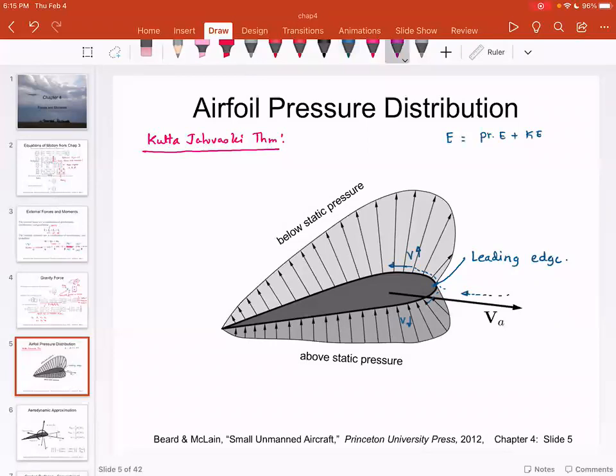So loosely speaking, on top of the airfoil, kinetic energy increases, which means the pressure energy has to decrease. Decrease in pressure energy means pressure decreases over here. And in the bottom of the airfoil, kinetic energy decreases because the velocity drops down. So kinetic energy decreases, pressure energy increases, which means pressure increases. And that's why you will notice there is something called below static pressure and above pressure, and the net effect of this differential pressure is to give a lift.